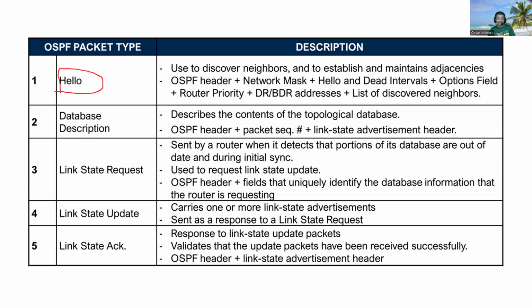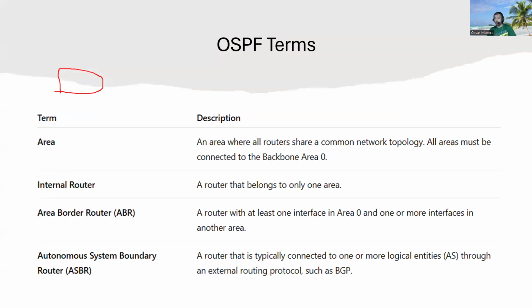And finally, link state acknowledge, or link state ack. It responds to link state update packets. It validates that the update packet has been received successfully, and we have an OSPF header and a link state advertisement header. That's basically a little bit of the explanation we have for the OSPF packet types and a description for all of those. Let's continue learning.